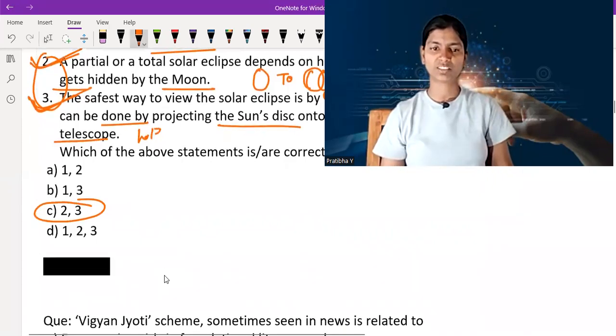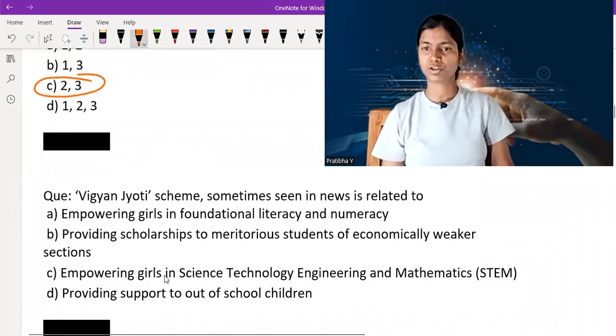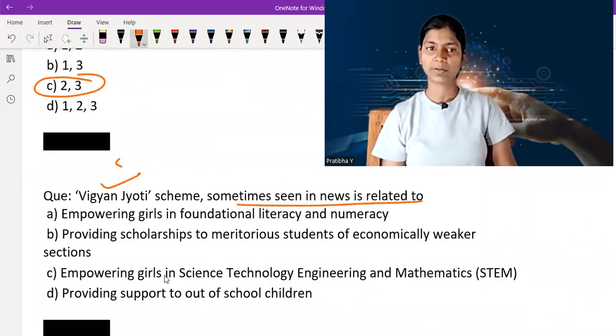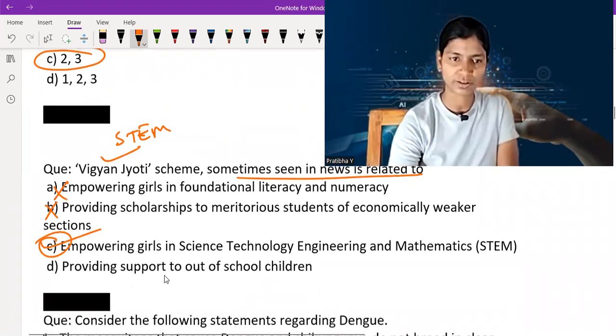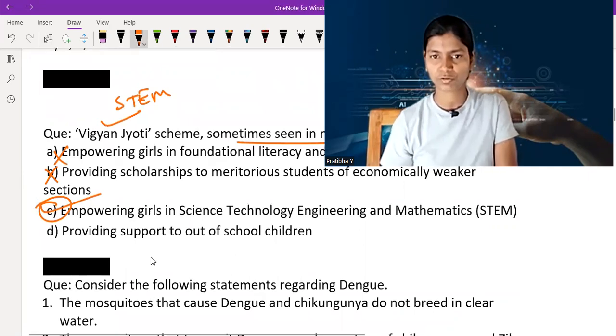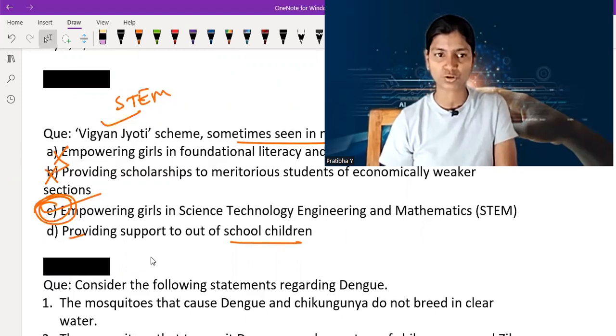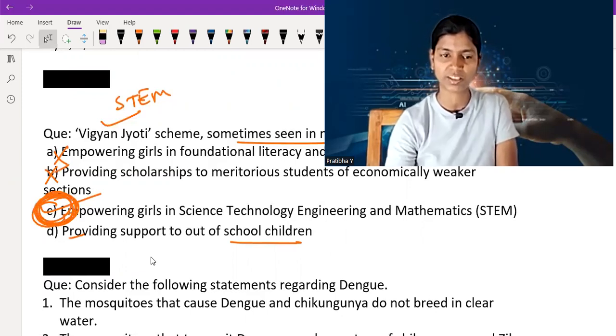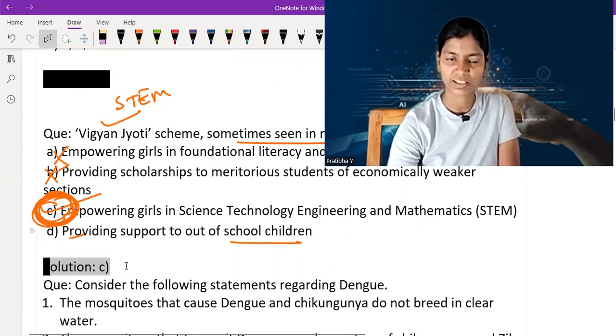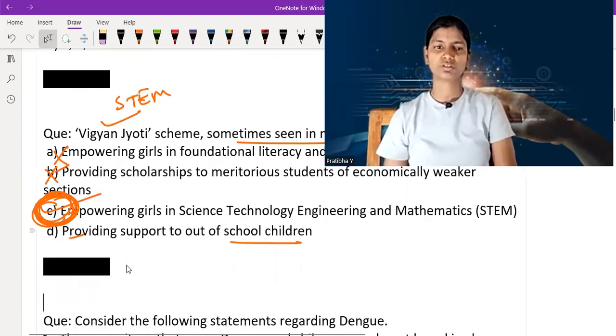What is the Vigyan Jyoti scheme? Sometimes we talk about schemes and the format of knowledge. This is related to empowering the fundamental science, yes. So option C is correct. Just check whether we are on the right path. Providing support to hospitals, these are related to other schemes, but not to Vigyan Jyoti. Vigyan Jyoti is related to option C. Let's check whether we are on the right path. Option C is correct, which means we are on the right path. Now let's move on to the next question.